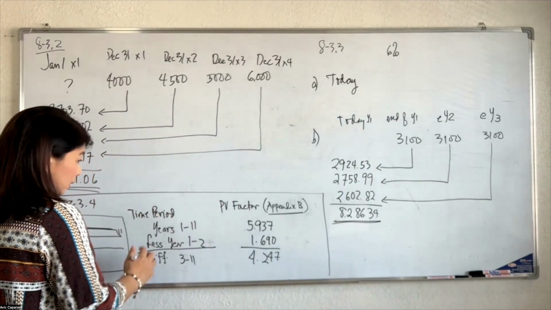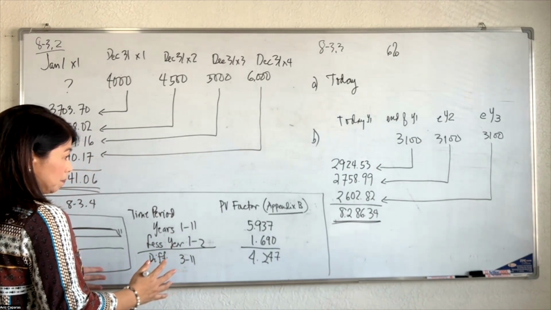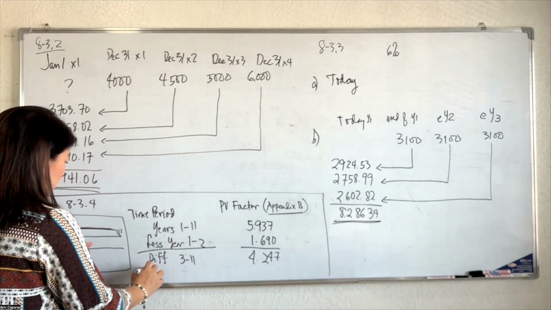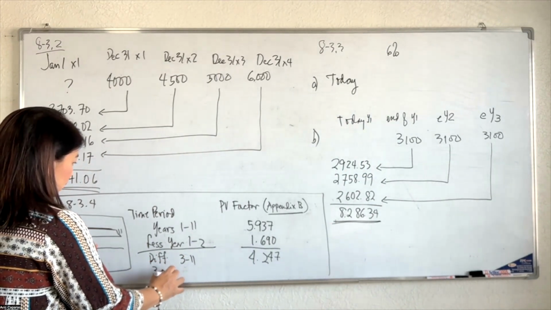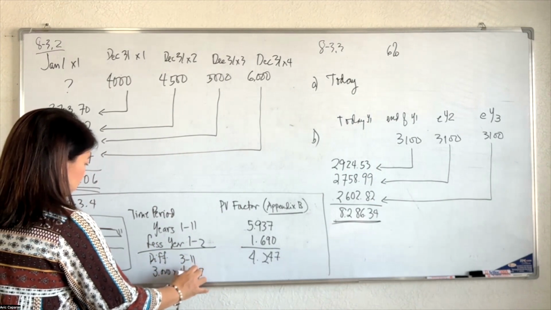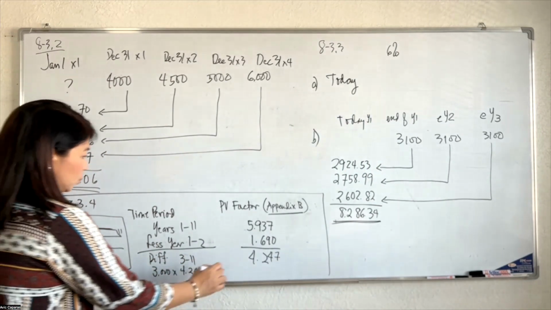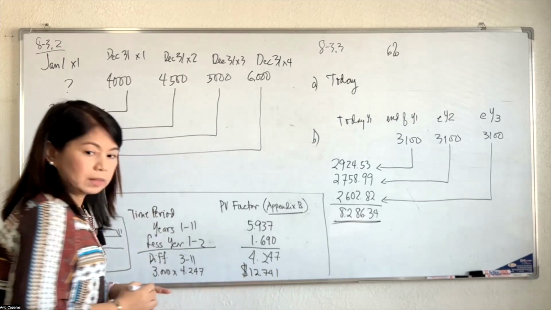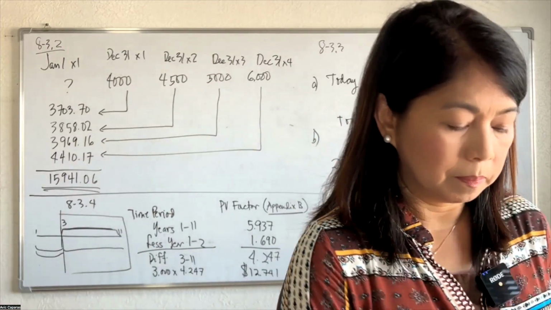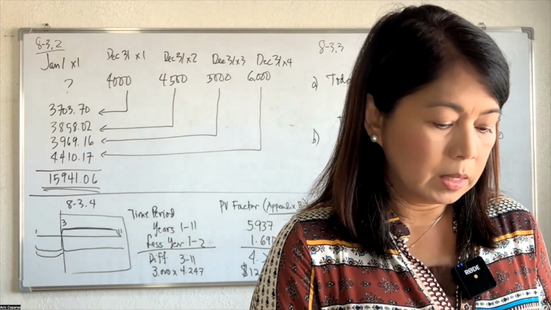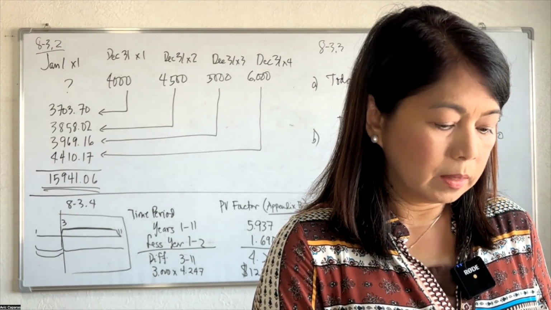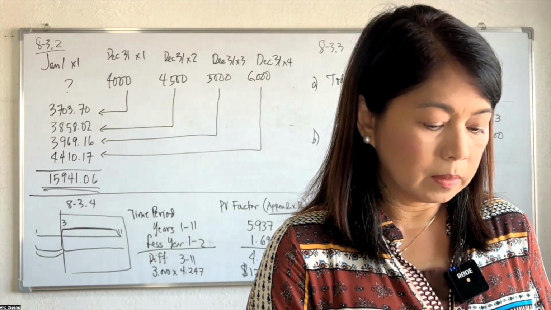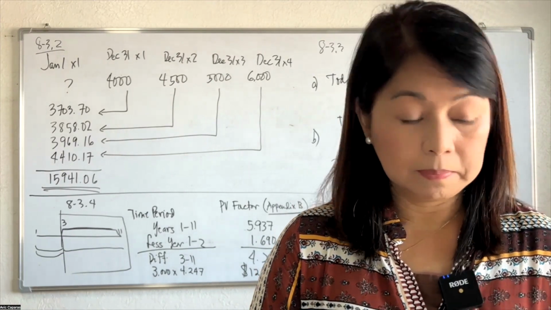So the value of the 3,000 received through years 3 to 11 would be 3,000 times 4.247, which is equal to 12,741. Is that right? 3,000 times 4... 12,741. Okay.